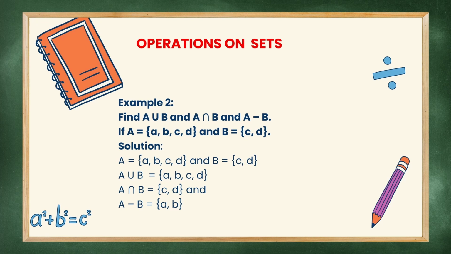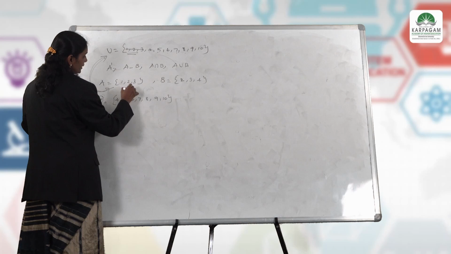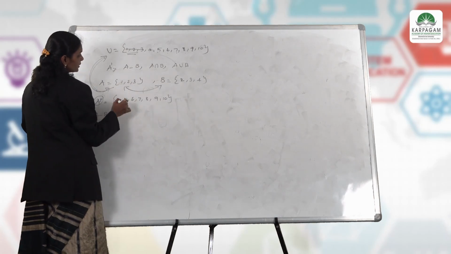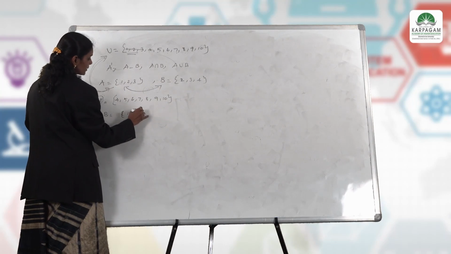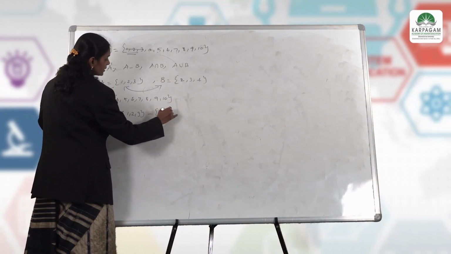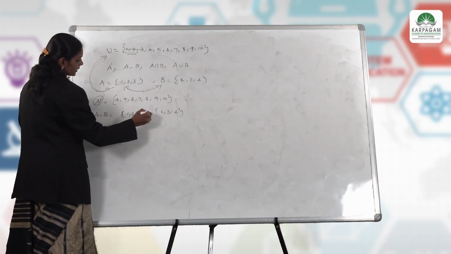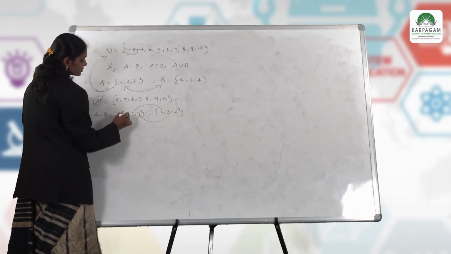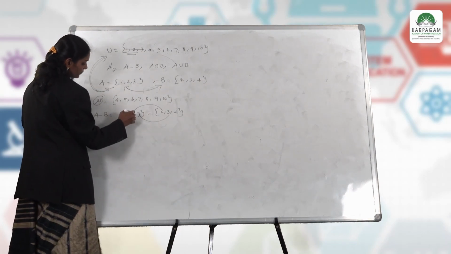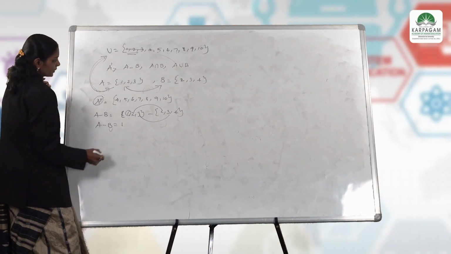Okay. Then A minus B. A minus B is nothing but the elements that are in A, not in B. So here A is {1, 2, 3} minus {2, 3, 4}. So what is the process? They should be in A and not in B. So here 2 and 2 are present, 3 and 3 also. So the 1 is inside A but not in B. Therefore A minus B is equal to {1}.